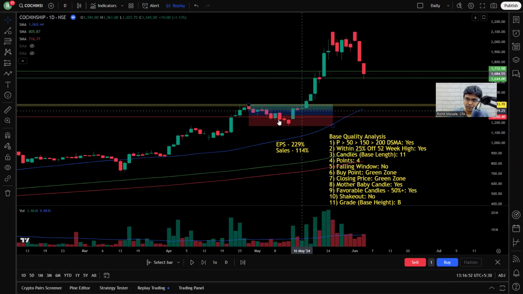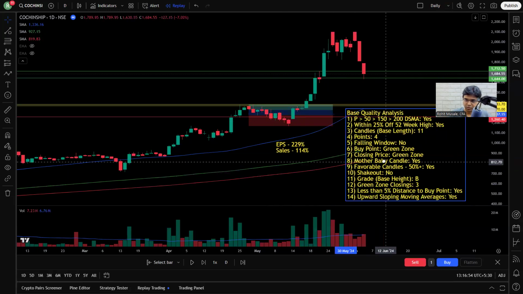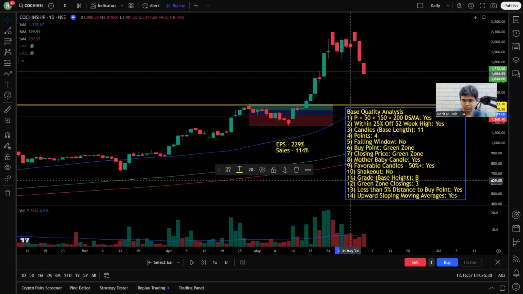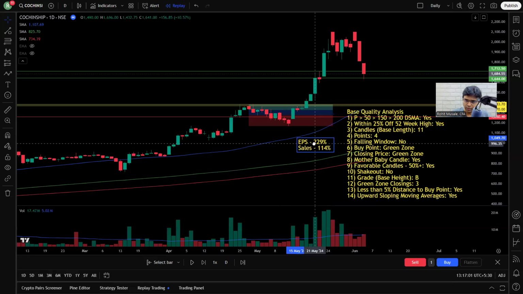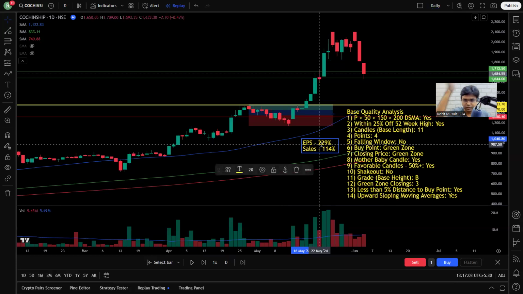So nice breakout, tight base, good numbers. I think liquidity analysis was good. Everything was fine in this case. So good example to study. We have to study previous examples, these are called precedents. Okay. Precedents. So when we study precedents, we get confidence. So that is why I am doing base quality analysis for you. Learn this technique. It is very, very important.